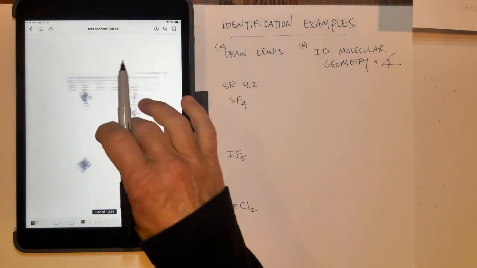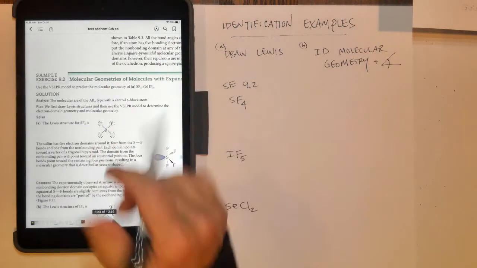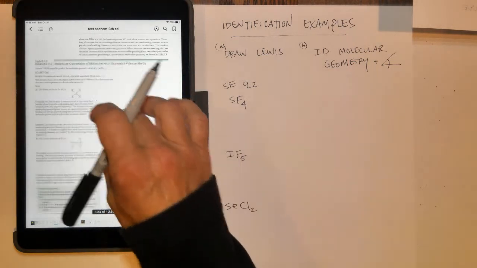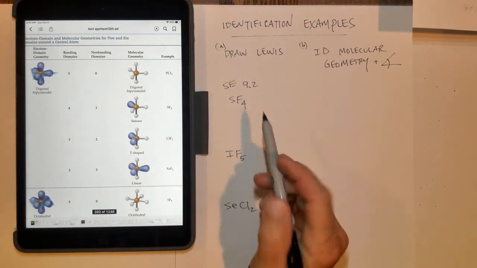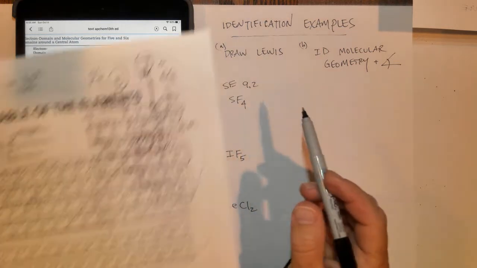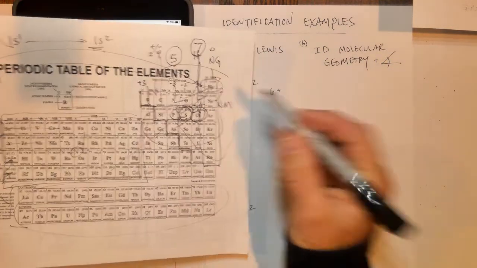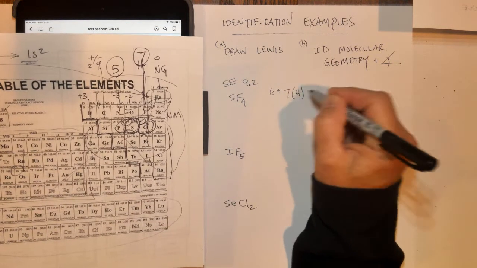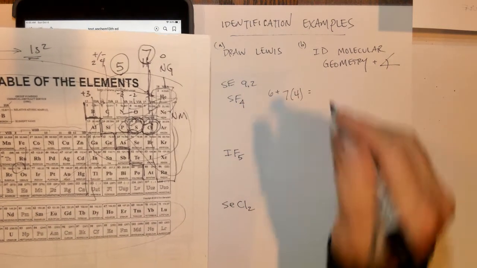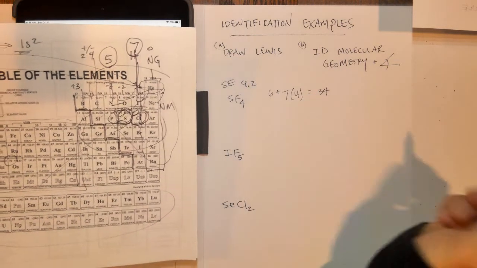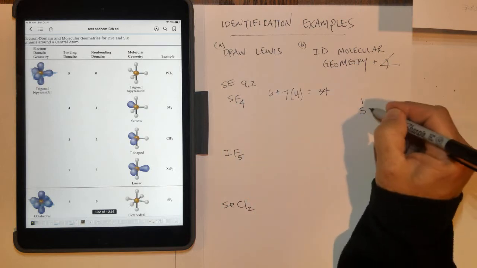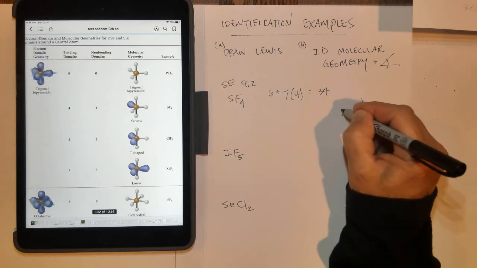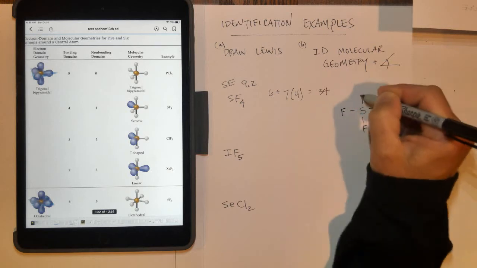SF4, this is sample exercise 9.2, which is on page 393 of the digital textbook if you're using Brown-LeMay-Bursten 13th edition. So first, SF4, add up the electrons on the periodic table. Sulfur is 6, fluorine is 7, and then multiply by 4, so that's 28 plus 6, so that's 34 valence electrons. Take the least electronegative atom, put it in the middle, and since we know fluorine is the most electronegative atom in the entire periodic table, it's definitely going to go on the outside.